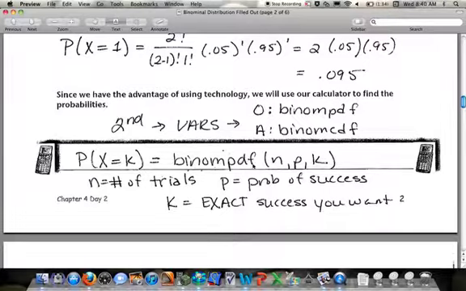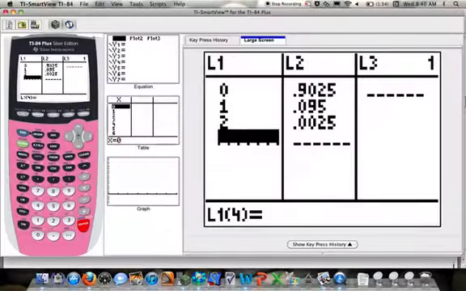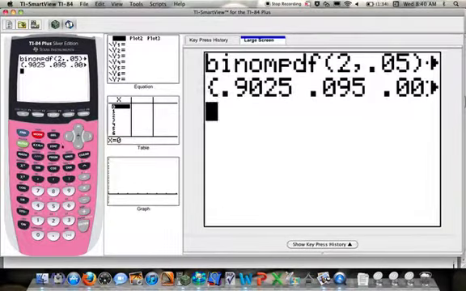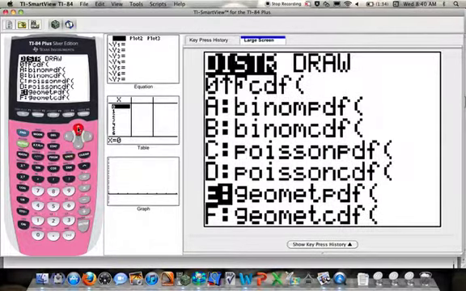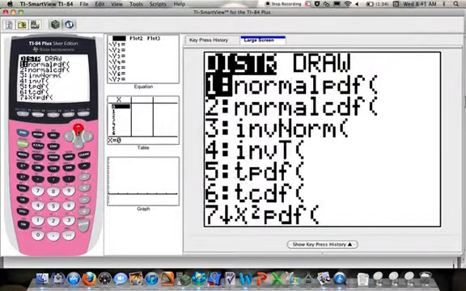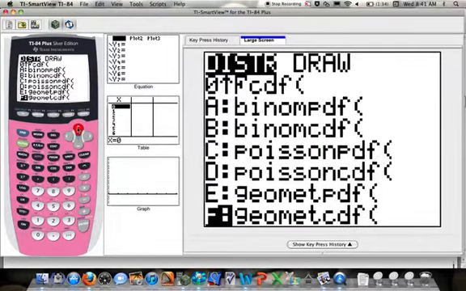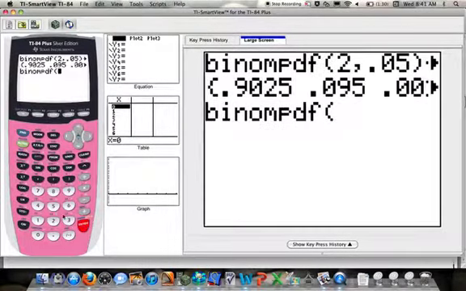So like in this one here, x is equal to 1. For what I could have done for the lemon problem, if I go back to my calculator here, I'm going to go back to that second vars again to get those distributions. Oops, it just goes a little bit too fast here on this screen. Alright, the binomial PDF.